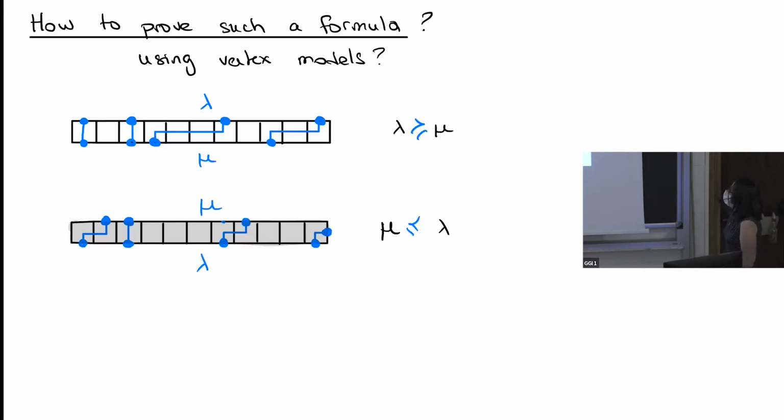So how can I prove such a formula using vertex models? I just introduced a vertex model that tells me I'm going to have a configuration between mu and lambda if and only if they interlace and lambda is greater or equal to mu. In the same way, you can also write another 5 vertex model. Basically it's the same one, except now the border condition on the right is different. Now I'm going to have a particle exiting on the right. I can build the same vertex model, and I'm going to have a configuration between lambda and mu if and only if mu is less or equal to lambda.